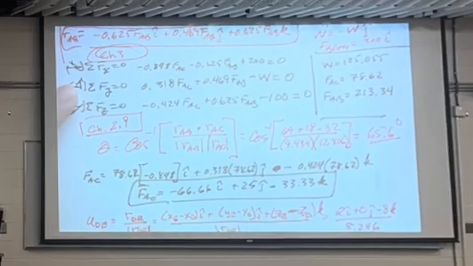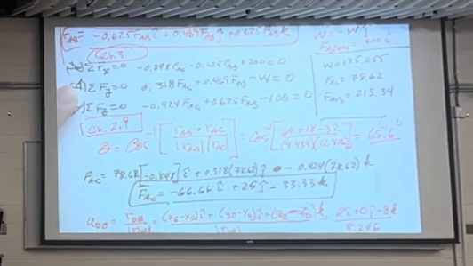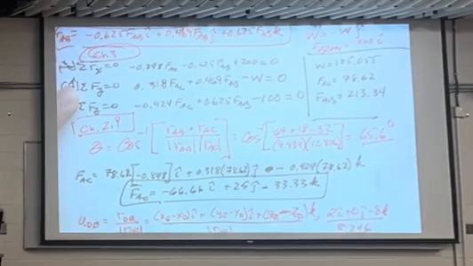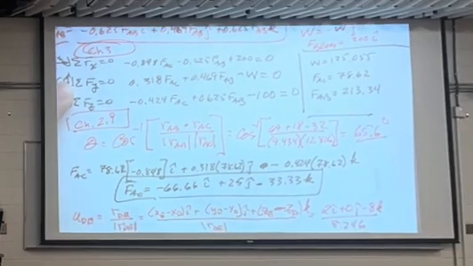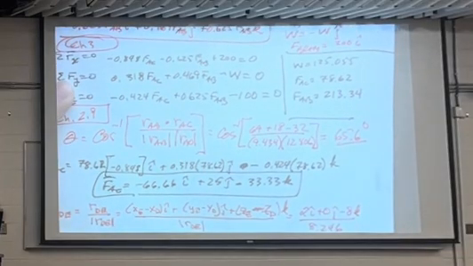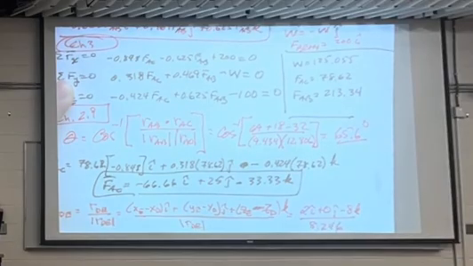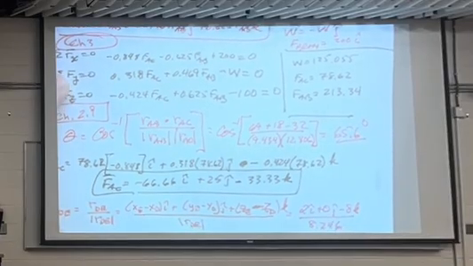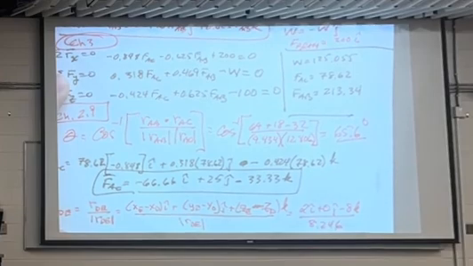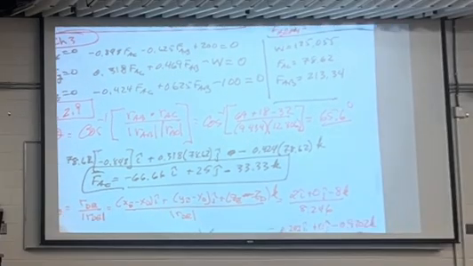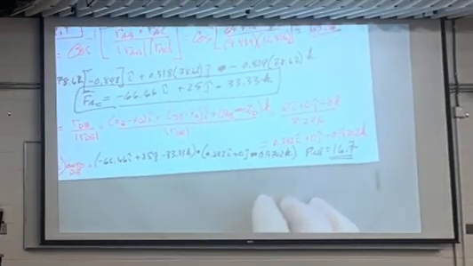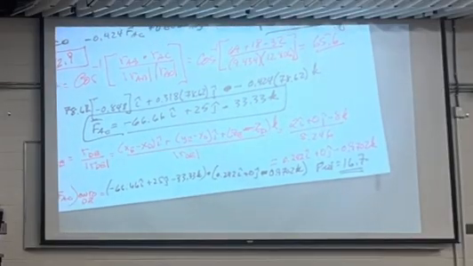So the projection of FAC onto DE is minus 66.66 I plus 25J minus 33.33 K, and I'm dotting this with 0.242 I plus 0J minus 0.9702 K. That projection comes out to 16.7.